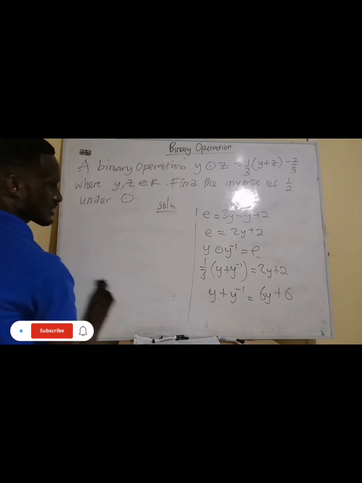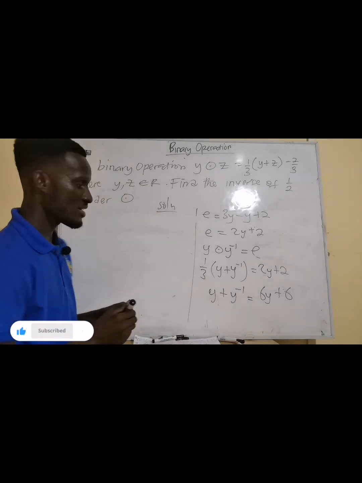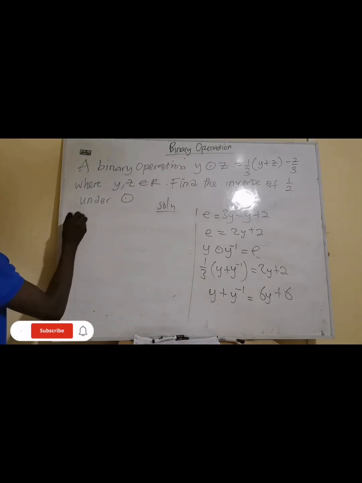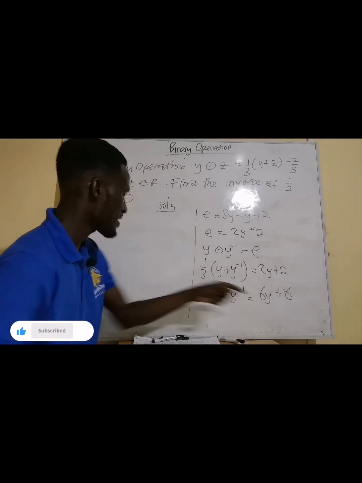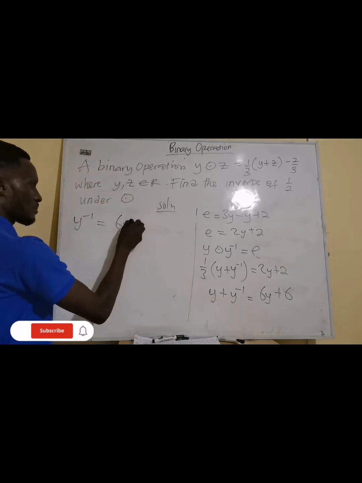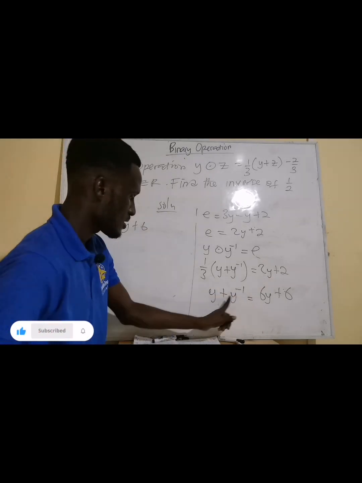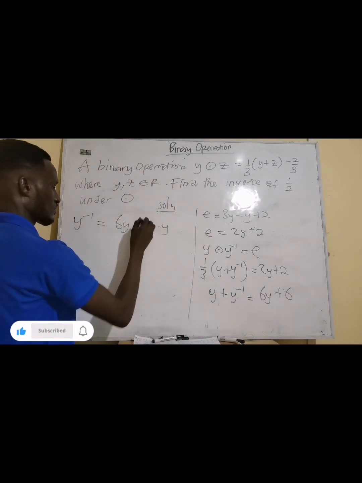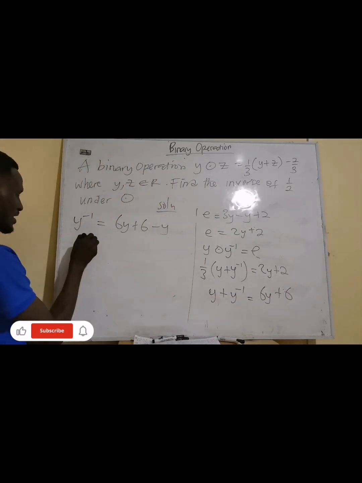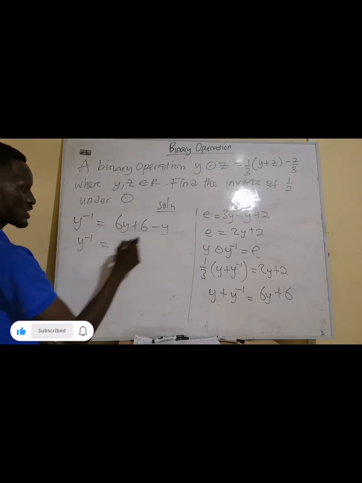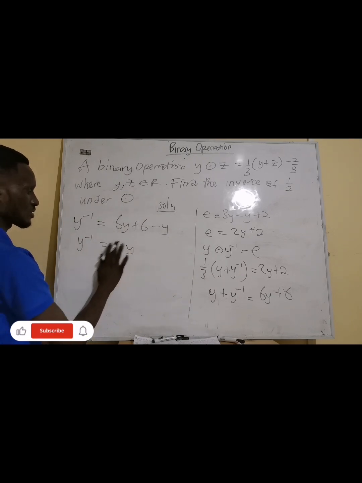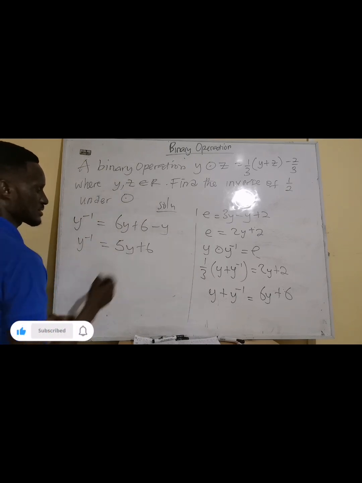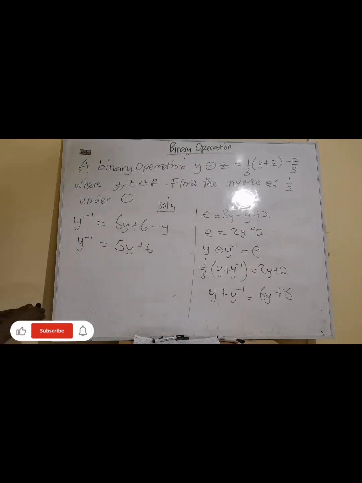And so at this point, we make y inverse the subject. So we have y inverse is equal to, we have 6y here plus 6, right? Now this one will go to the other side, so minus y. So we have y inverse is equal to 6y minus y will give us 5y plus 6. Now at this point, this is the inverse of y.